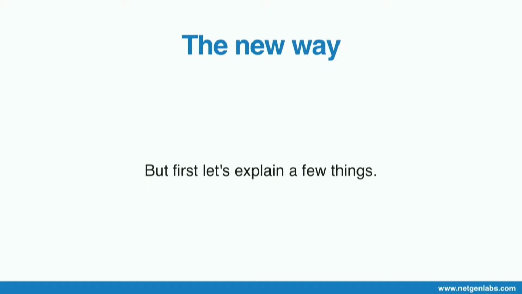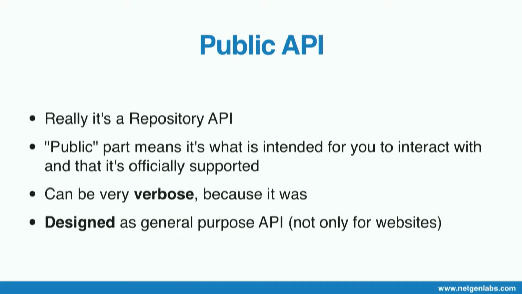So today, back to what we have today, let's look at how we do things now. But first, we will have to explain a few things. The first one is to understand what the public API is. This is really a repository API. This is the set of services that you work with. So content service, location service, content type, section, and so on. Public part means this is what is intended for you to use. So this is what Ibexa publishes and promises to support, and not to introduce backwards compatibility changes and so on.